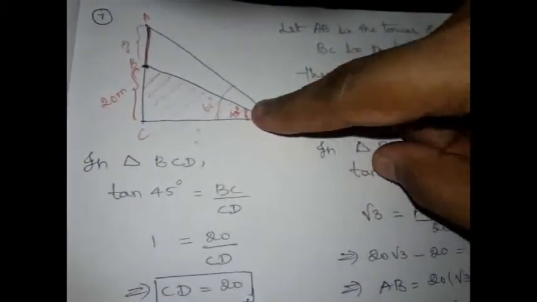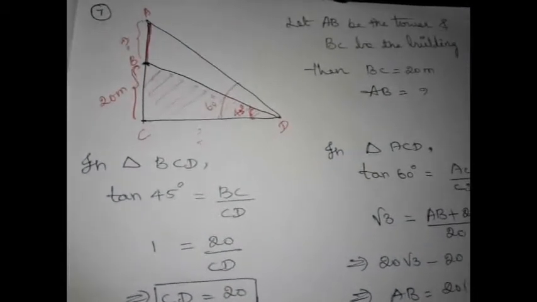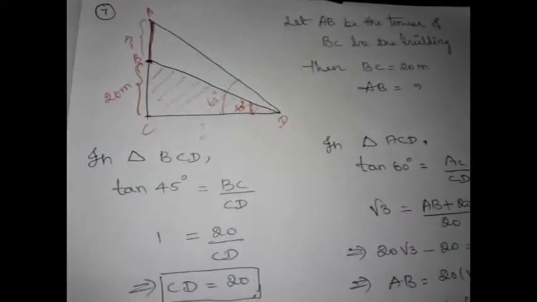Now let us see how we can solve this. See, the idea I explained to you, so the same way we are going to proceed with our solution. AB be the tower and BC be the building. Now let us consider this triangle BCD, tan 45. You should take the angle correctly. The top and the bottom respectively are given. If you take the angle wrongly, the entire thing will go wrong.